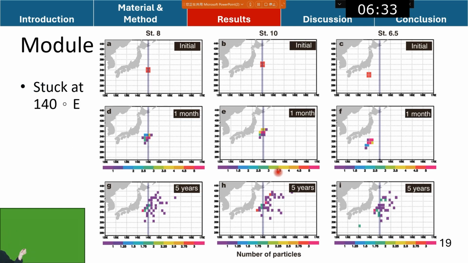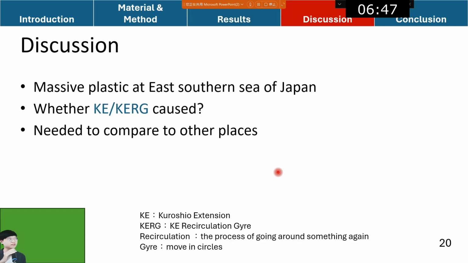So this is the result of the model. You can see the particles start at different places, but the results are similar. They all get stuck at 140 degrees east. Okay, let's move to the discussion.